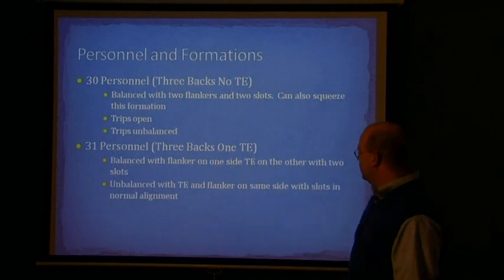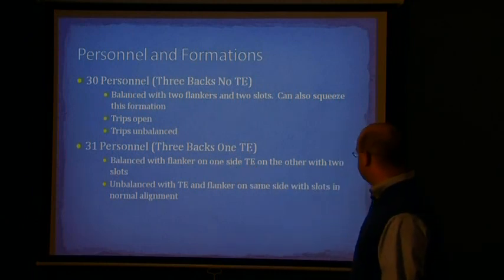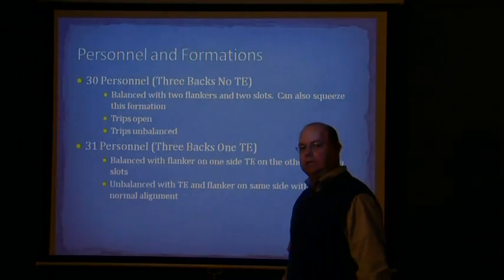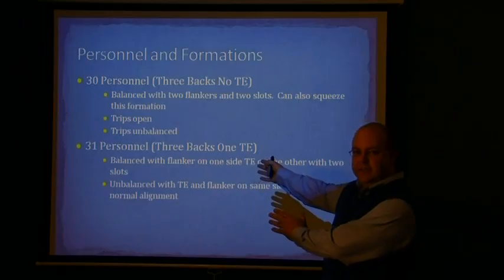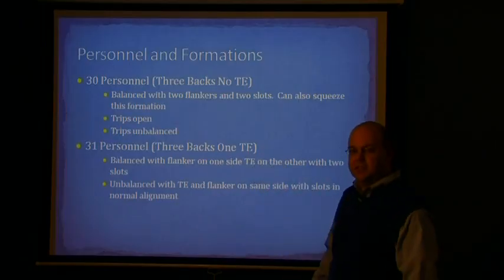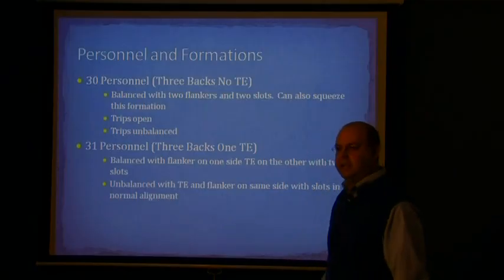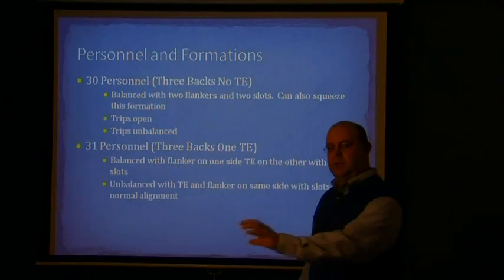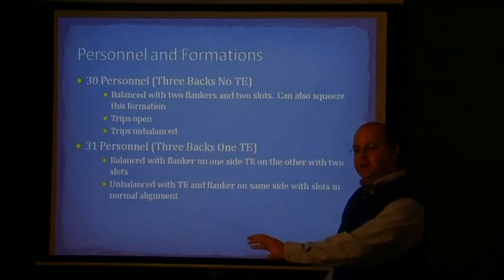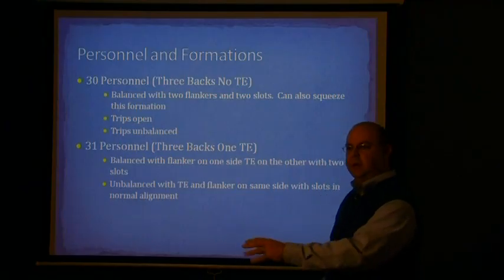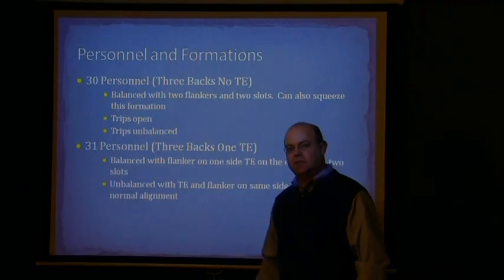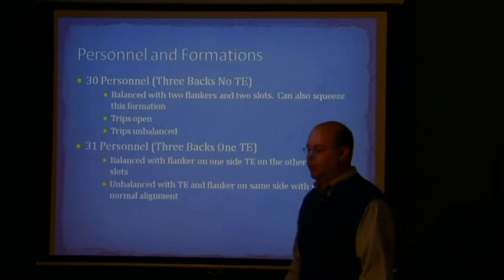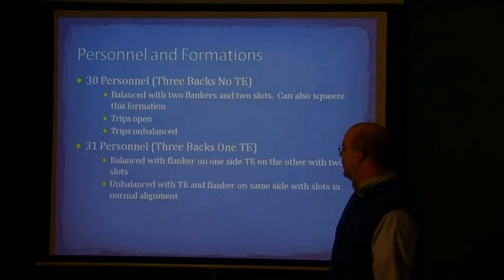And then unbalanced with the tight end and flanker on the same side with slots in normal alignment. So we'll bring our tight end over and put him on the same side as the flanker. Now that creates the unbalanced situation, makes the defense have to adjust. What we have found is that with our unbalanced formations, there are plenty of plays that we can run to the unbalanced side that hurt the defense because we get them outnumbered. And as soon as teams start to adjust to the unbalanced situation, it has really opened things up back to the weak side of the formation and really allowed us to get some big plays back to the weak side.